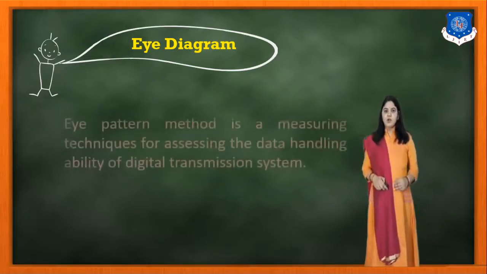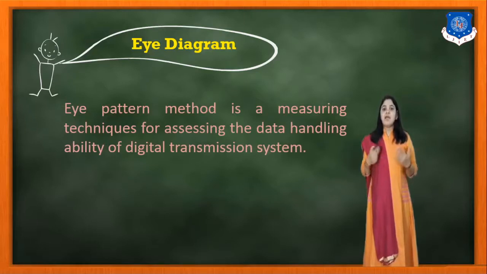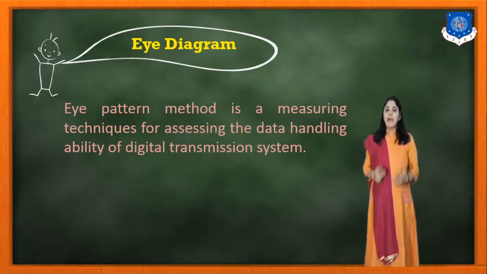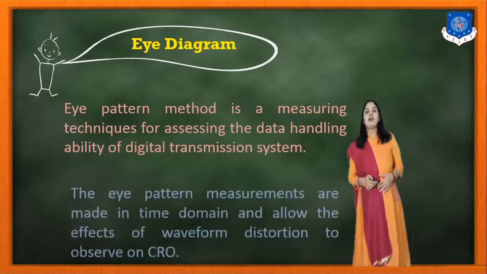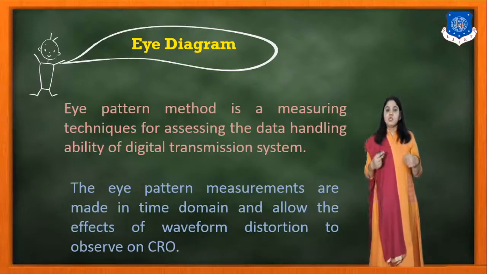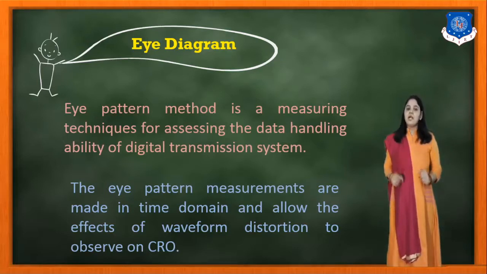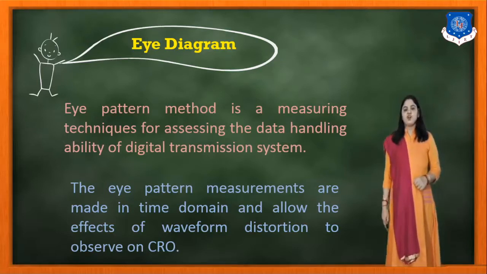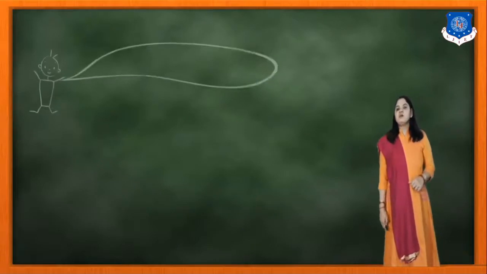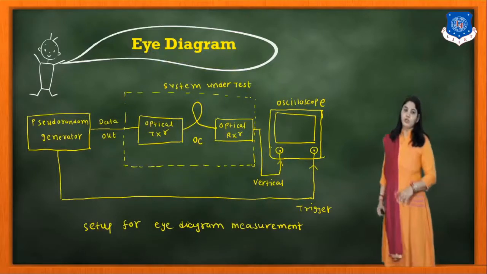Now the next point we are going to discuss is the eye diagram. What is the eye diagram? The eye diagram is a measuring technique for assessing the data handling ability of a digital transmission system. The pattern looks like an eye. The eye pattern measurements are made in the time domain and allow the effects of the waveform distortion to be observed on the CRO. So we can obtain that particular pattern on the CRO.